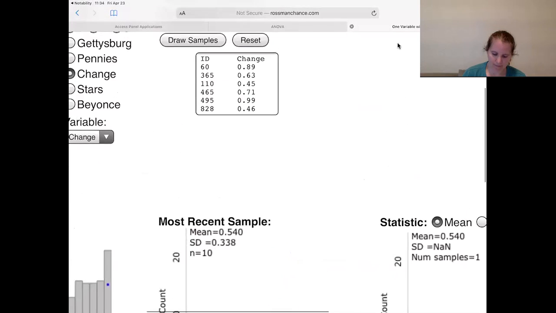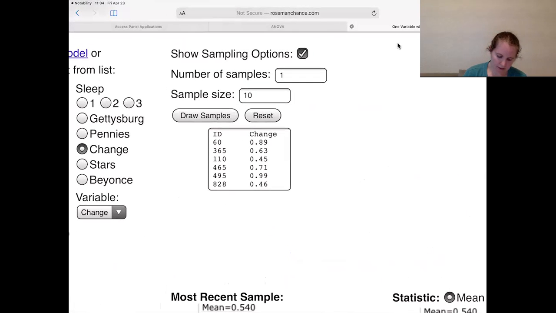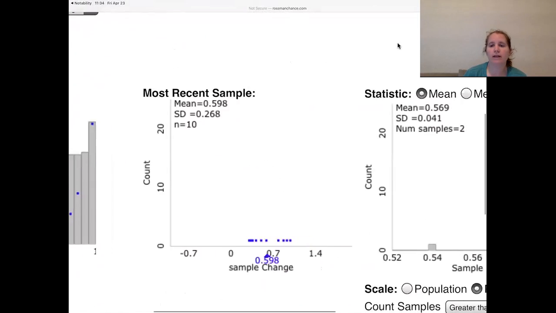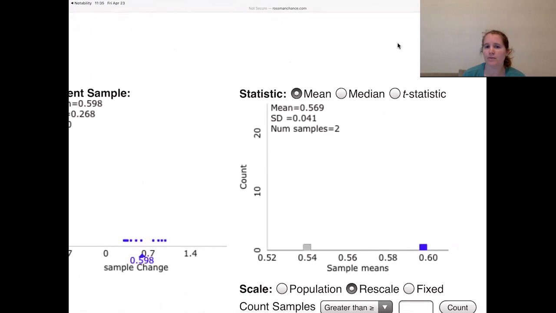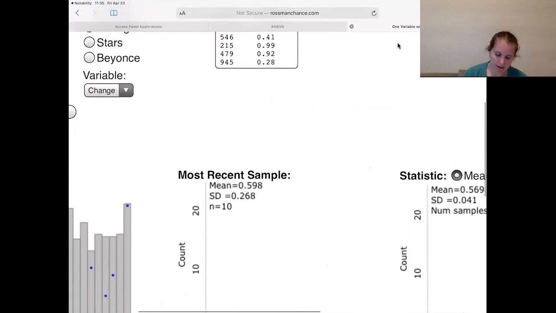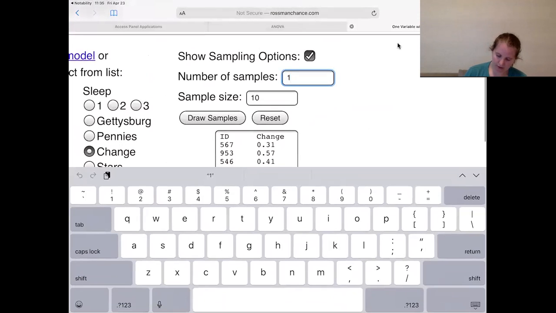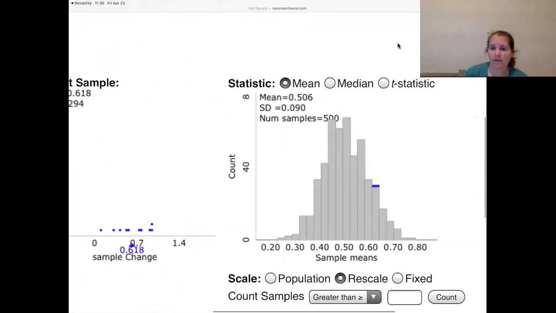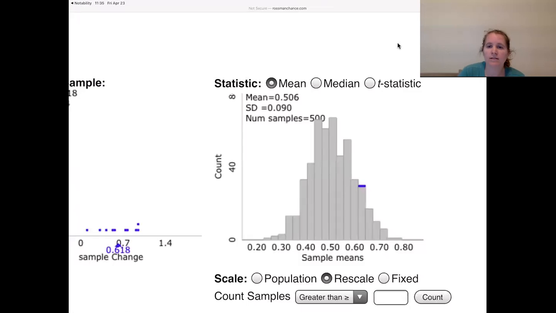Next up, let's go ahead and do another sample. Here's our next sample, happened to have a mean of 0.598. And so our mean of 0.598 is now joining the previous mean on our histogram over here. And then let's go ahead and do this for 498 more samples of size 10. The most recent sample has a mean of 0.618. So we can see that little blue section for our mean of 0.618.